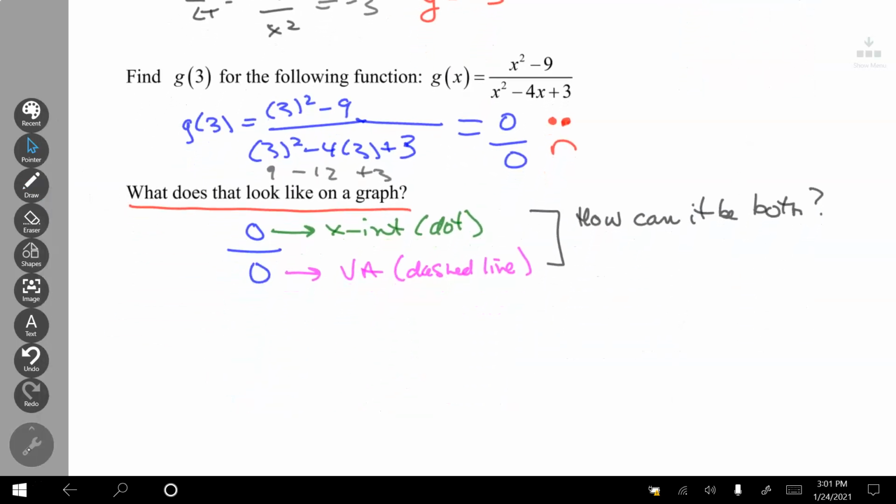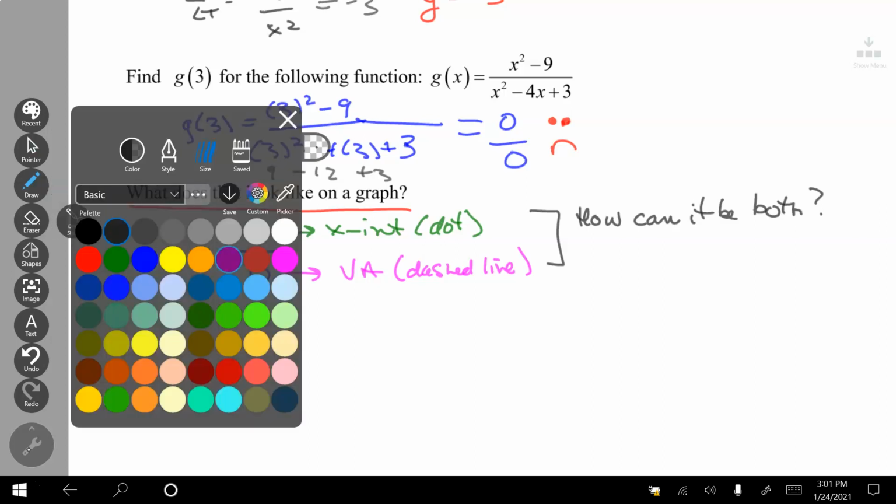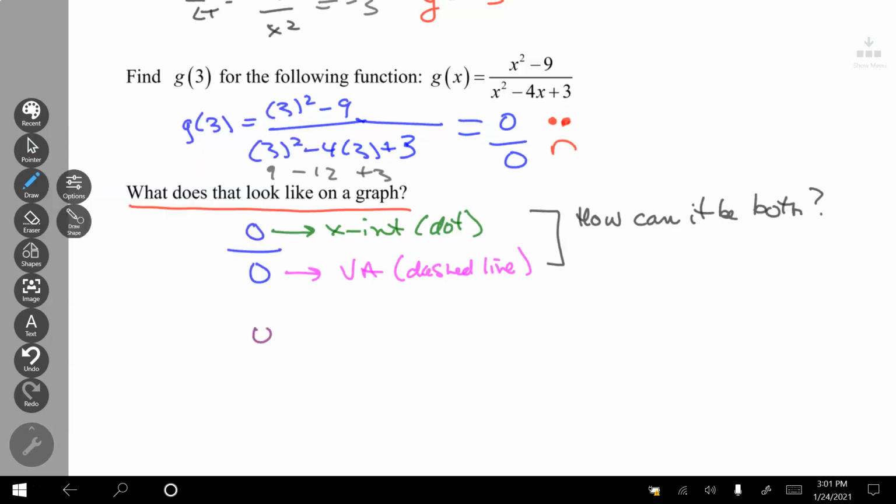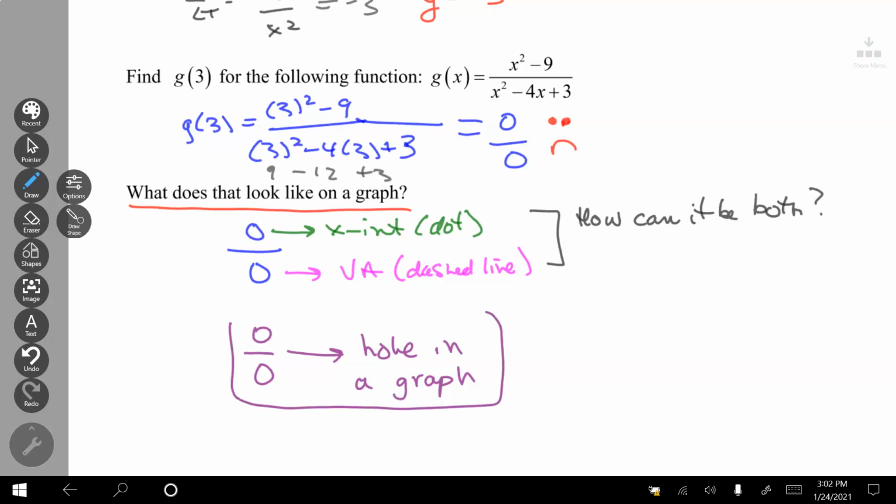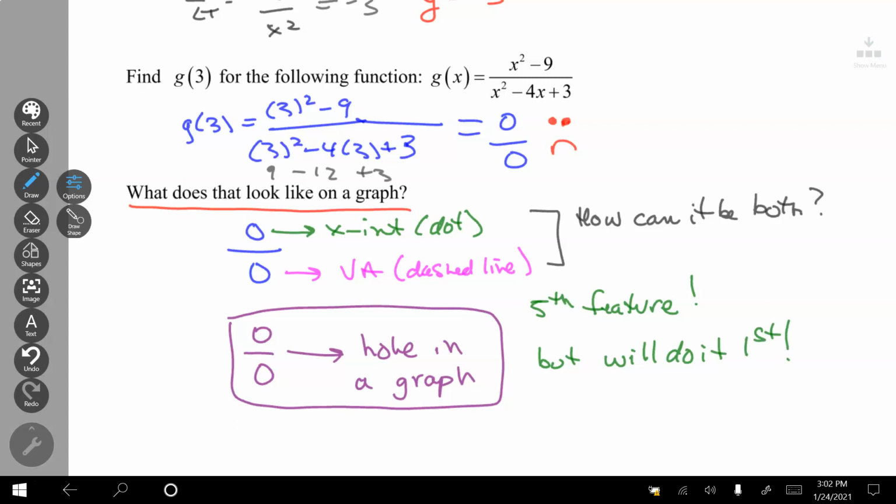So 0 over 0, this is what's going on with 0 over 0. 0 over 0 is a hole in a graph. Basically, it's a dot on the graph, but it's a missing dot on the graph, if you get what I mean. So this is our 5th feature, but we will do it first, because I think I should know when I have a hole and when I don't have a hole.